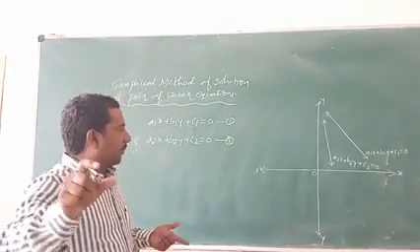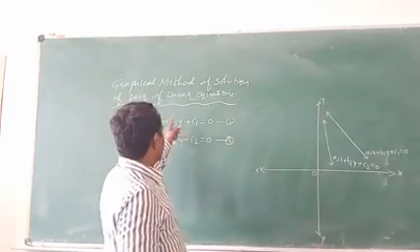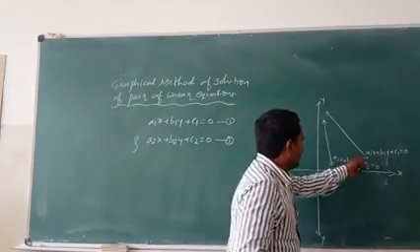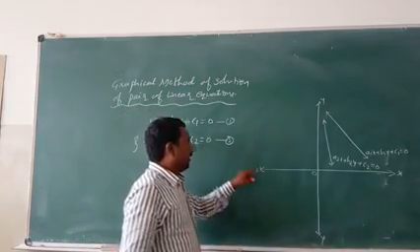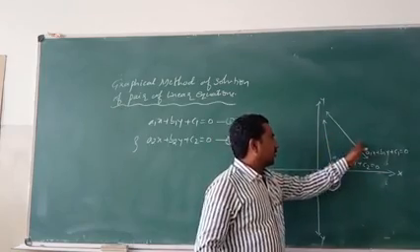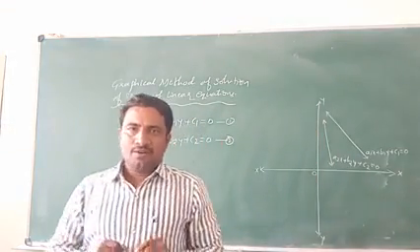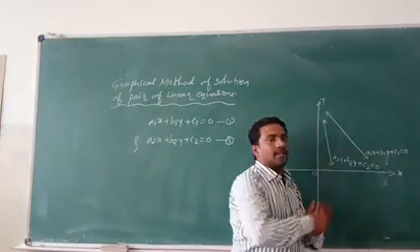It means a pair of linear equations in two variables. One is a1x + b1y + c1 = 0, and its line is like this. And the second is a2x + b2y + c2 = 0. Its graphical nature is like this. This is the second line. This is equation number 1 and this one is equation number 2. See here, you have to consider these two straight lines.